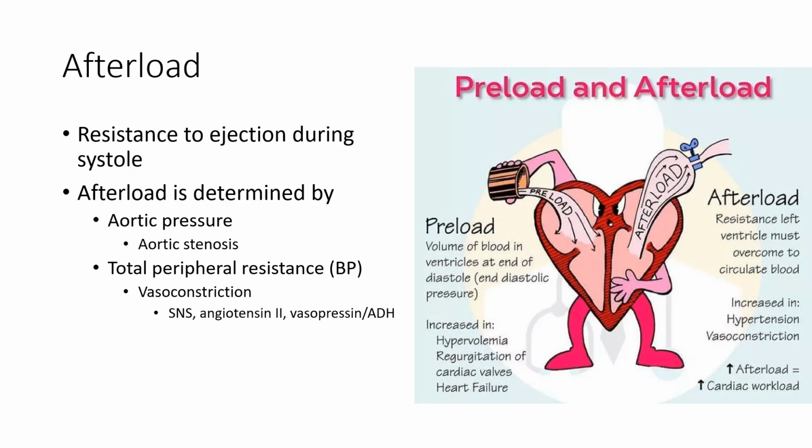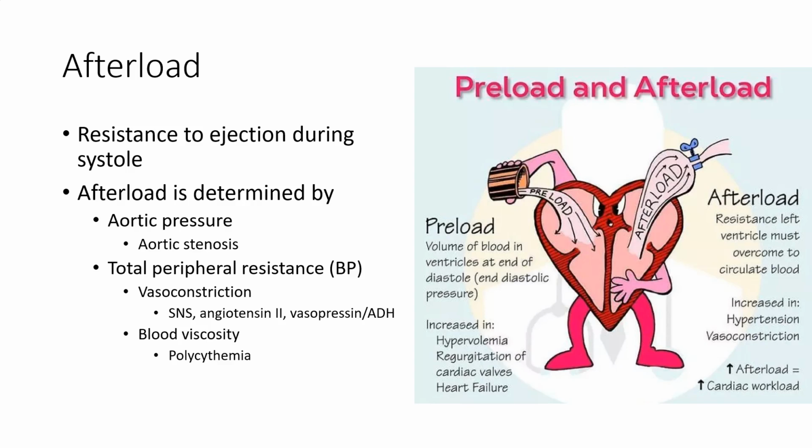Vasoconstriction is driven by things like the sympathetic nervous system, angiotensin II, which comes from the renin-angiotensin-aldosterone system, and the vasopressive function of ADH, so it's also called vasopressin. Total peripheral resistance is also affected by blood viscosity. So something like polycythemia would increase blood viscosity.